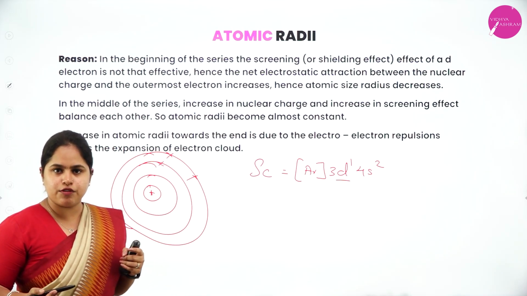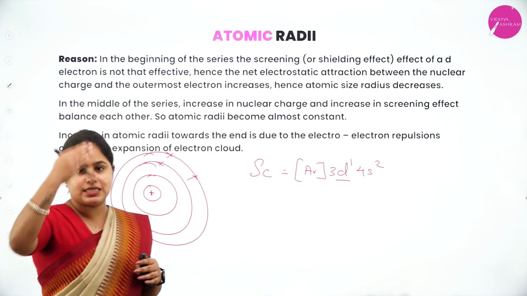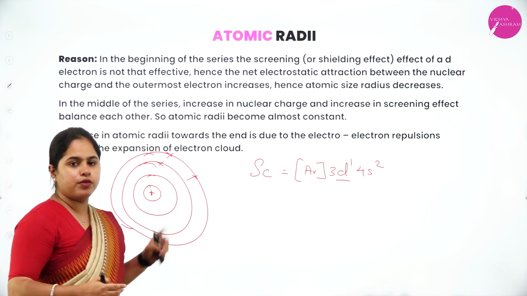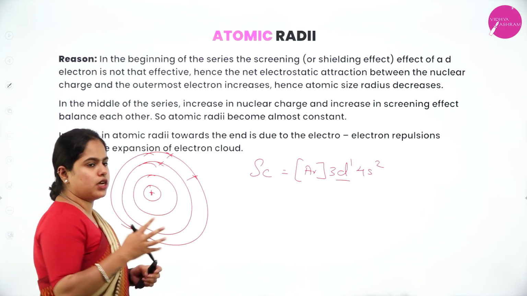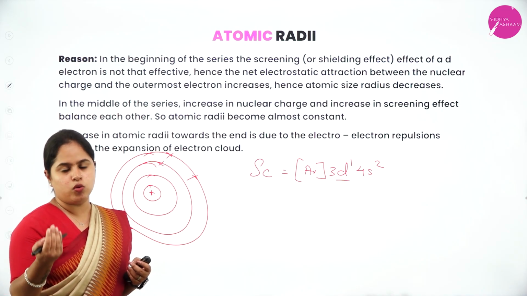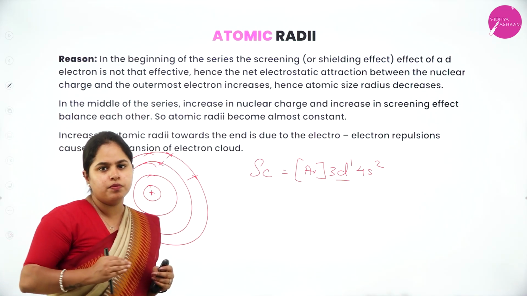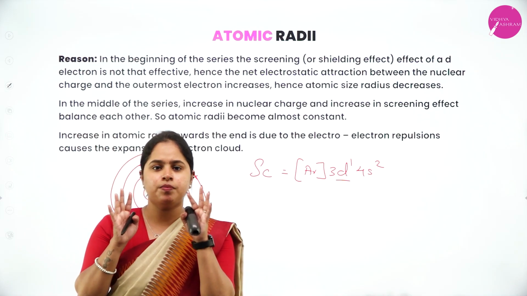So what is the screening effect actually? The inner electrons are screening, or acting as a screen, which keeps the nucleus away from the outermost electrons. So what happens when these inner electrons are not able to screen the outer electrons? Still the attraction will be more and the size will become less, or the atomic radii will become less. So this happens in the beginning.